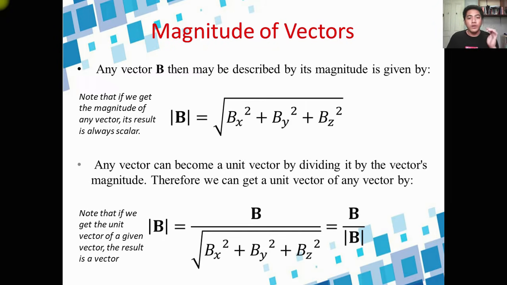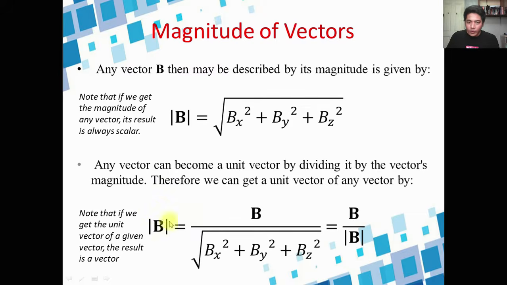Okay, so we now have what we call the unit vector again. How do we find a unit vector from a vector? Any vector can become a unit vector by dividing it by the vector's magnitude. Therefore, we can get a unit vector of any vector. If we want to get a unit vector of any vector, we can use this formula.